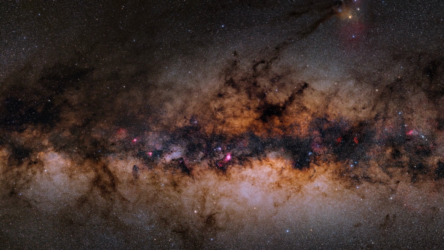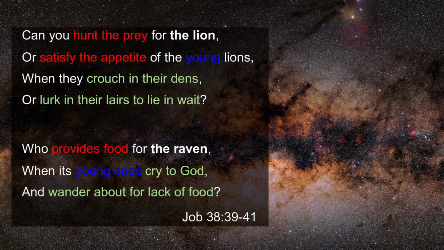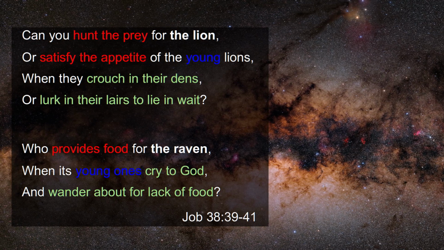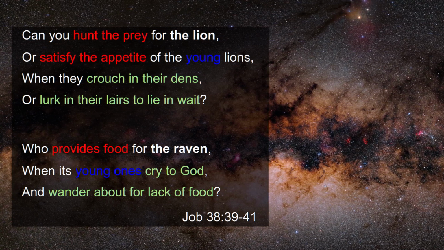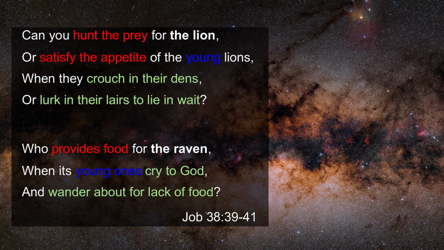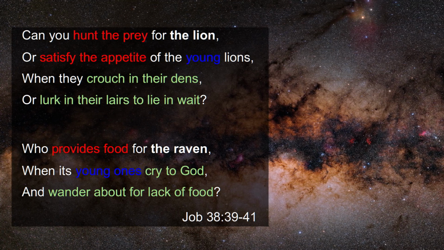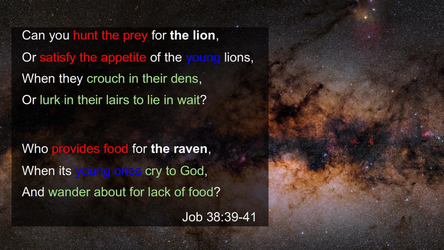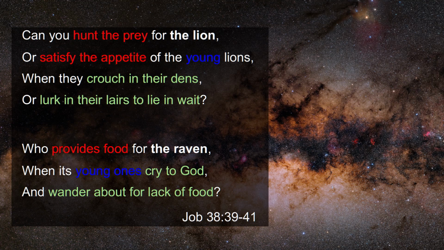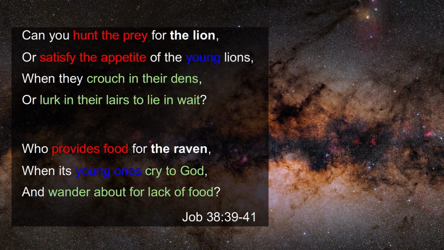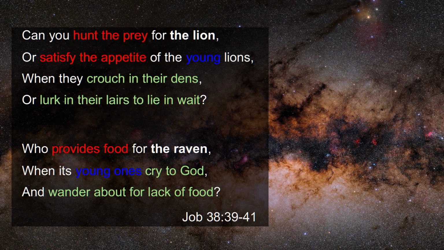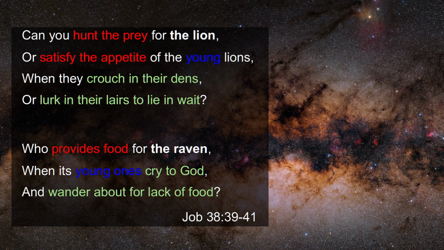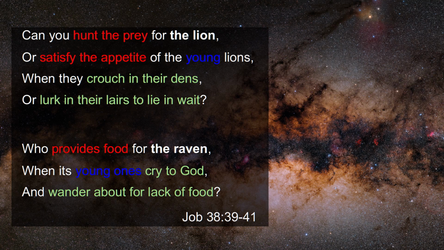Let's first look at the book of Job. We read in Job 38, "Can you hunt the prey for the lion, or satisfy the appetite of the young lions, when they crouch in their dens, or lurk in their lairs to lie in wait? Who provides food for the raven, when its young ones cry to God, and wander about for lack of food?"